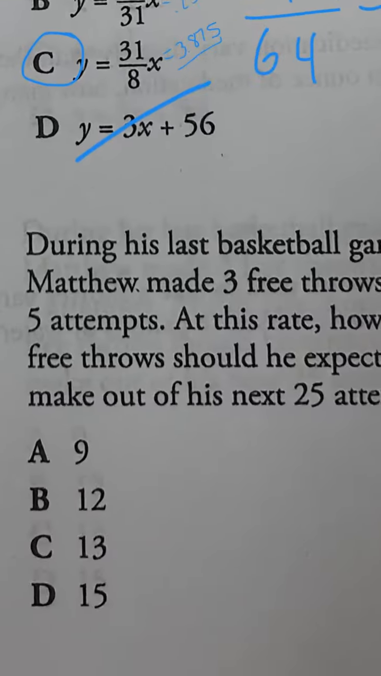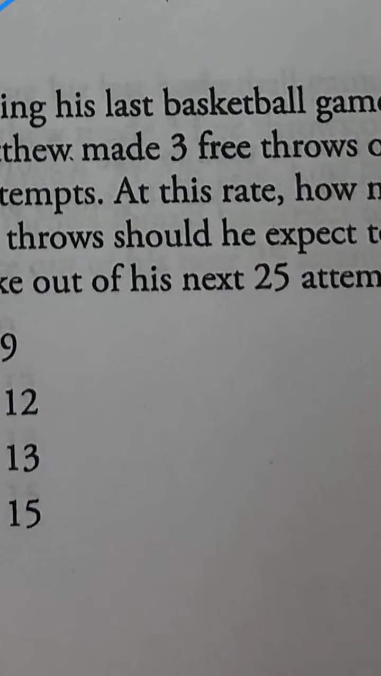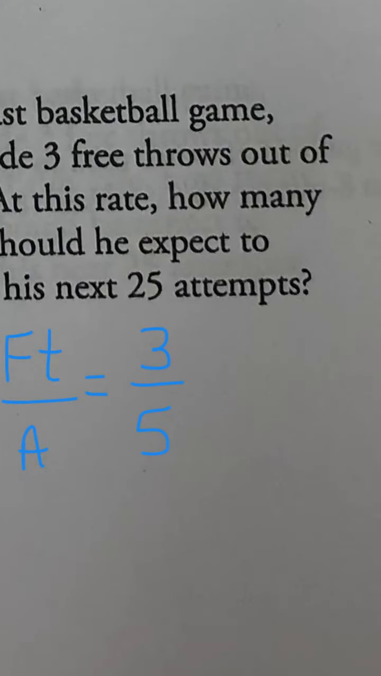So really, we had to set up what are the two things that they're talking about. They are talking about free throws and attempts. So I'm going to put FT for free throws and attempts for the bottom one. You could be backwards, it really doesn't matter. So he did 3 free throws over 5 attempts. They want to make a prediction. How many free throws? So that's what we don't know. So this is like the missing one. I'll put FT for free throws. Can he expect to make out of the next 25 attempts?